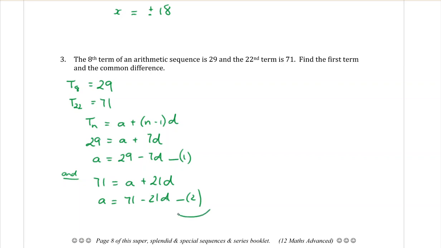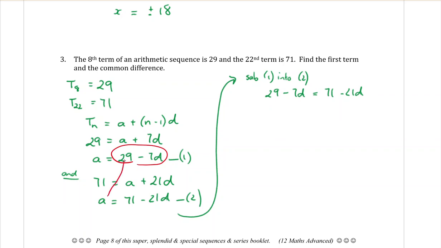Okay, so I'm going to go back over here on the other side. So I'm going to sub equation 1 into equation 2. That will be 29 minus 7D is equal to 71 minus 21D. Okay, because they were both equal to A, it just means that that part is going to be equal to that part. Or you're just replacing that into that, the height of that equation there. I'm going to circle that. I'm taking this and I'm putting it into there where the A is.